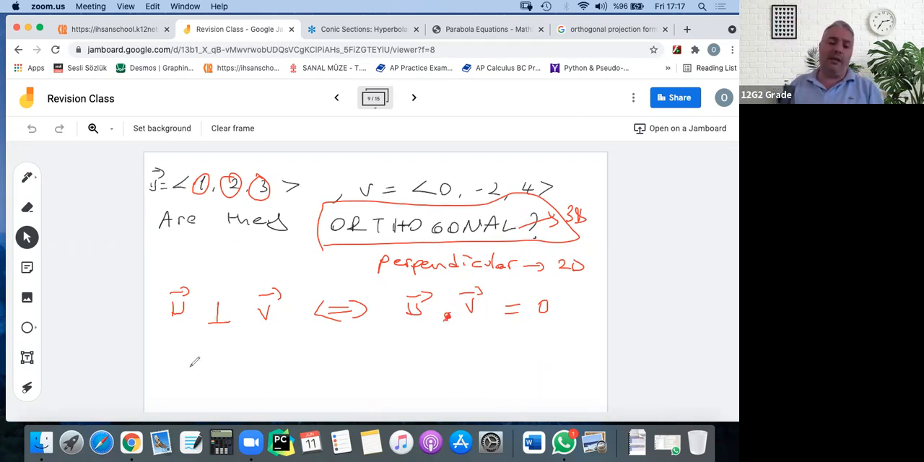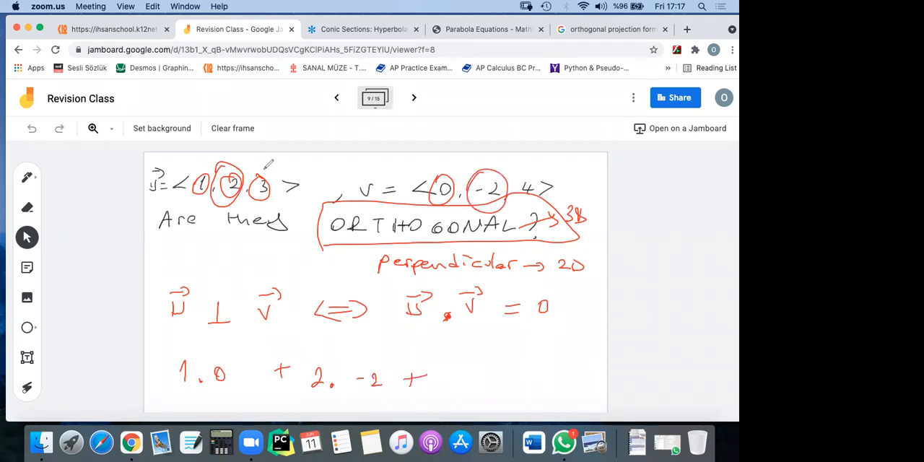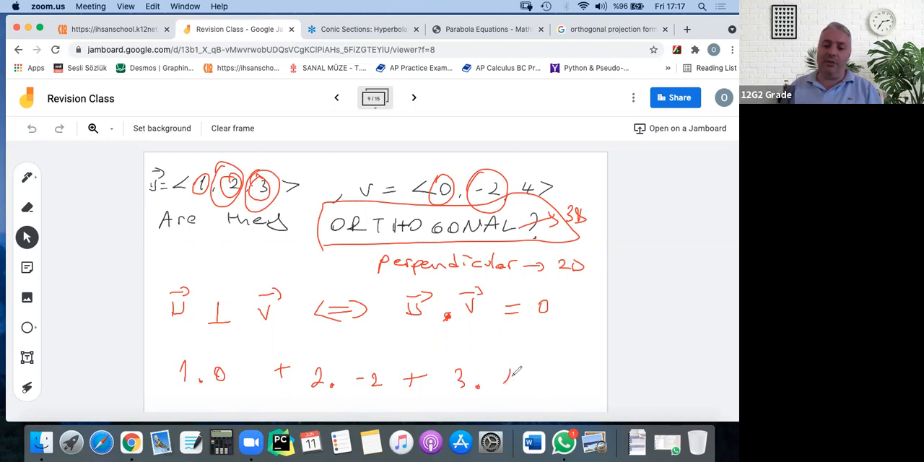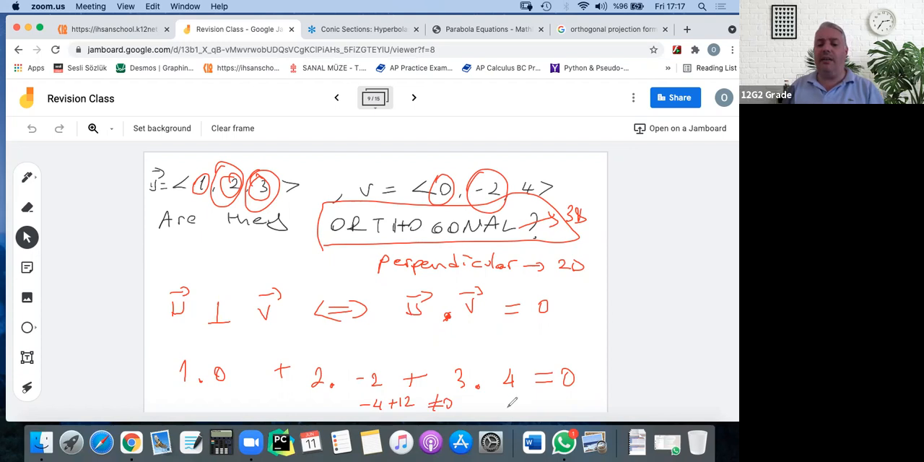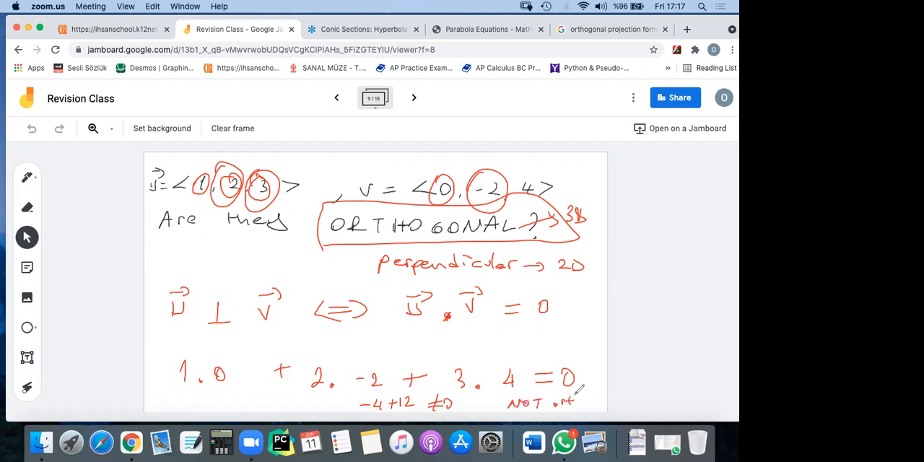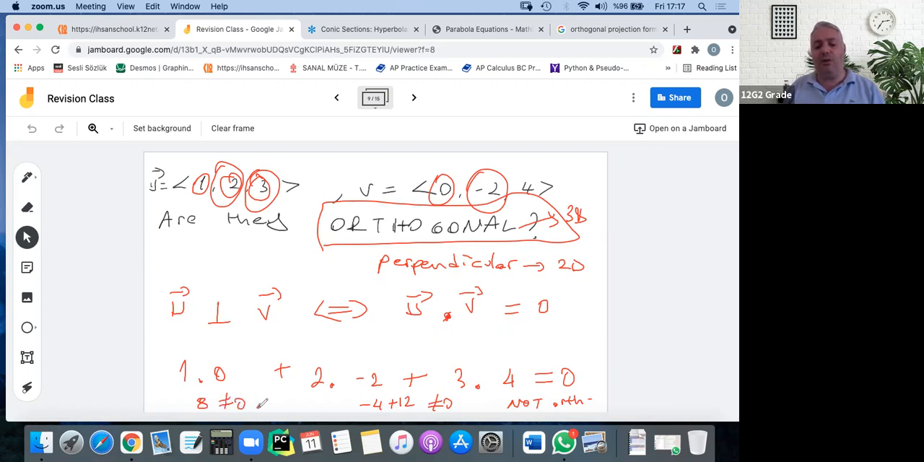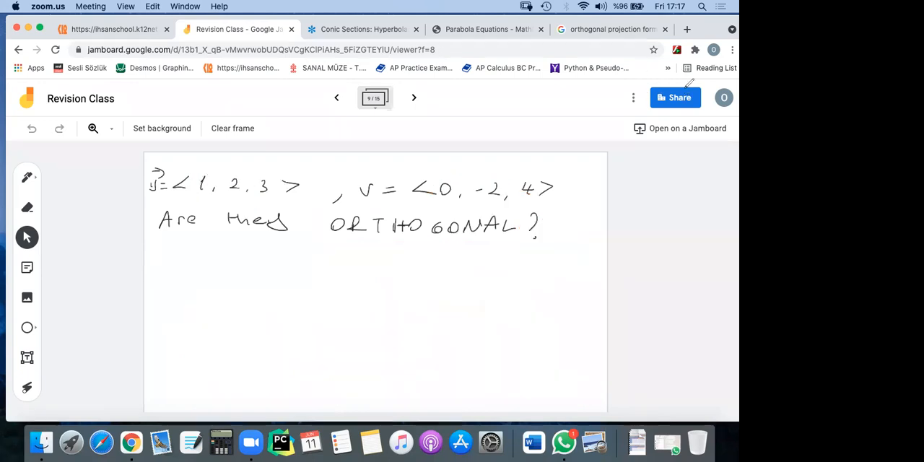So what is the dot product? 1 times 0 plus 2 times negative 2 plus 3 times 4. Is this equal to 0 or not? If yes, orthogonal. If not, not. It will be 0 minus 4 plus 12, which is 8. The answer is not orthogonal, because 8 is different from 0. Finished. Is it okay?